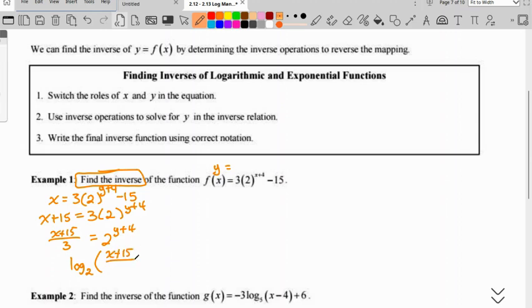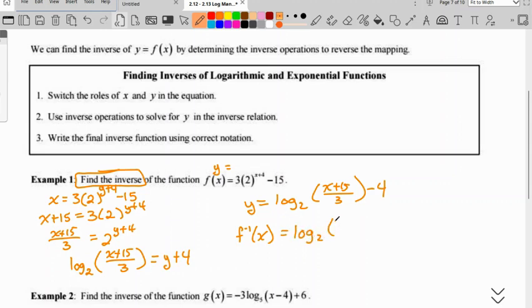Equals, and so the last step to get y by itself, and so that's going to be log base 2 of x plus 15 over 3 minus 4. And then we said the last step is to rewrite it in the correct notation, so we're going to rewrite this as f inverse of x equals log base 2 of x plus 15 over 3 minus 4.